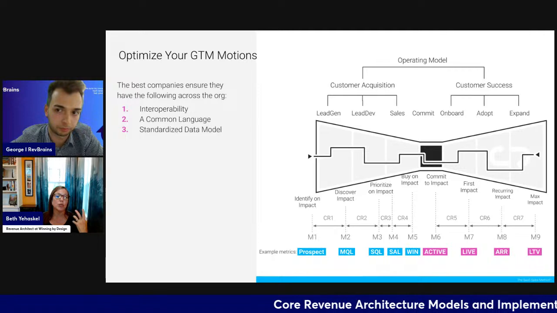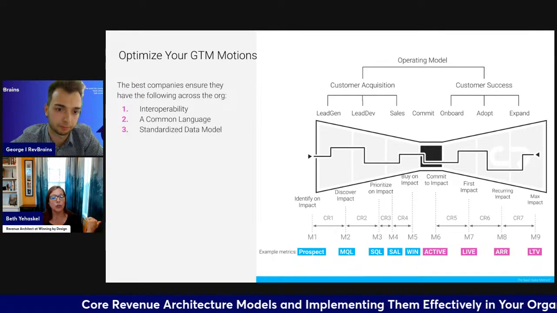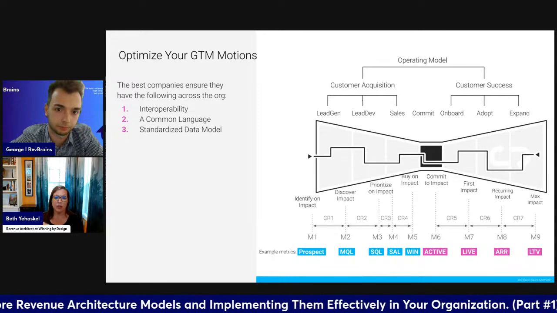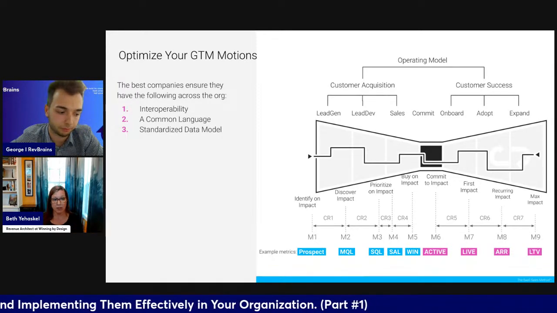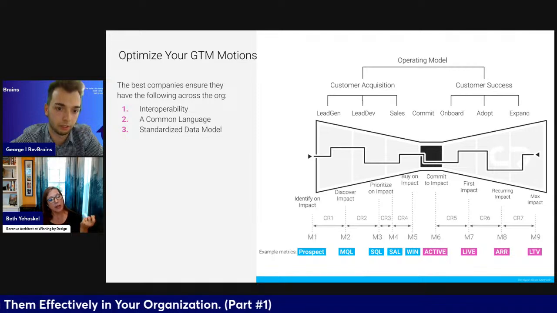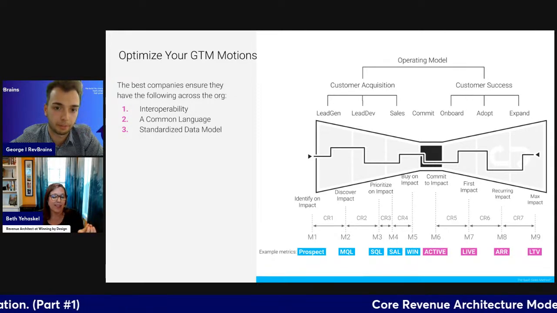It's important that everyone's using the same terms and the same definitions for those terms. And you do need to make sure that you have a data model that everybody is agreed on and standardized, and we're all operating off the same data. So when you think about the operating model, these are really the three core reasons and the things that drive that operating model.